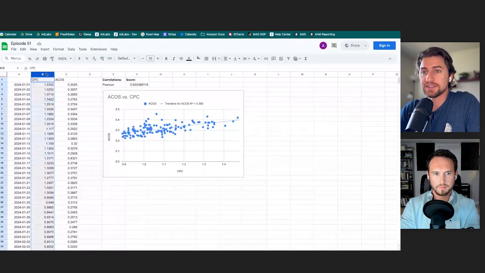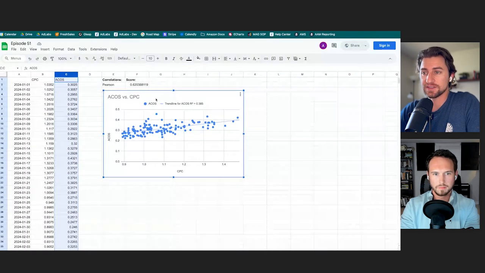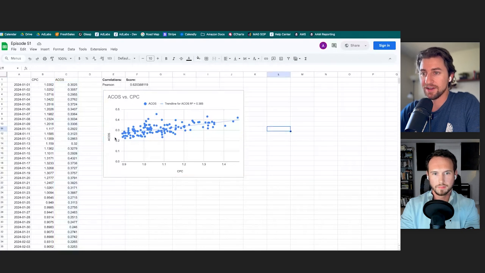And we look at the daily CPC and the daily ACOS to see, are these indeed correlated? There are two different ways in which we can do this correlation analysis. Number one is you can literally just chart this on a scatter plot and draw a line that best fits the scatter plot to see, is there a trend? Very clearly on this one, there is a trend. As CPC goes up, ACOS also climbs.